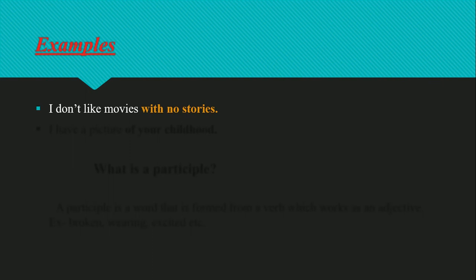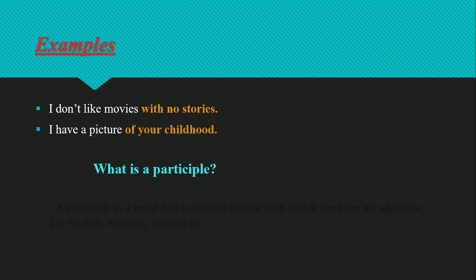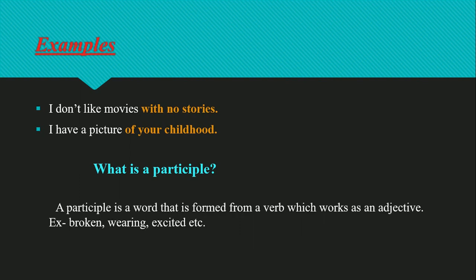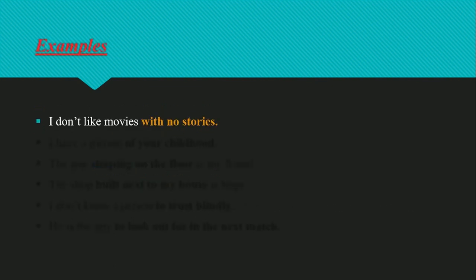Let us see some more examples with a participle. What is a participle? A participle is a word that is formed from a verb which works as an adjective. Example, broken, wearing, excited, etc. Let us see some of the examples of participle.